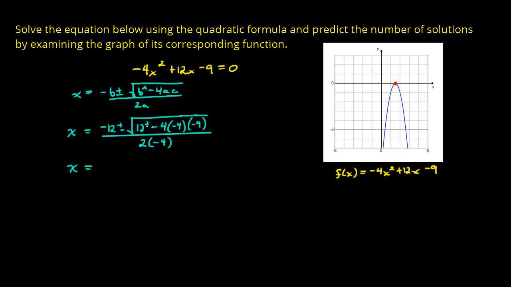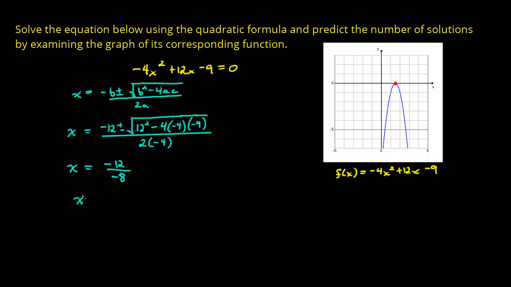So if you evaluate 12 squared minus 4 times negative 4 times negative 9, you'll find that 4 times negative 4 times negative 9 is 144. And 12 squared is 144 as well. So we have 144 minus 144, which is 0. So I get negative 12 plus or minus the square root of 0, and the square root of 0 is just 0. So I get x is equal to negative 12 divided by negative 8.